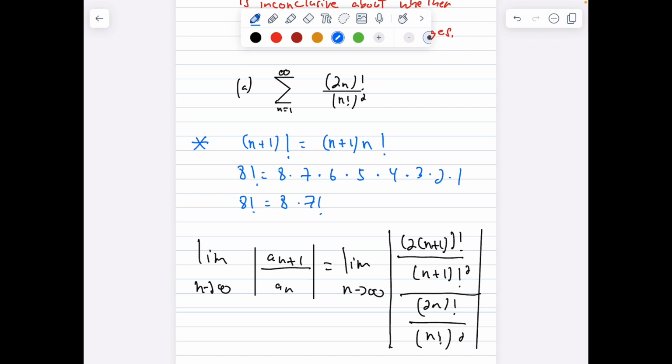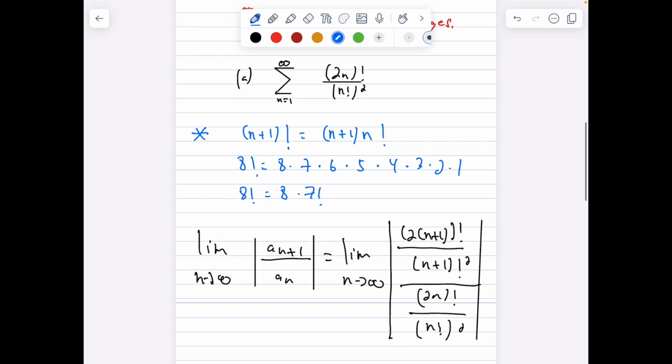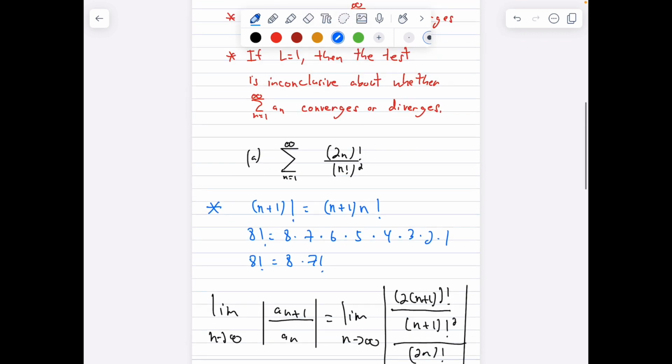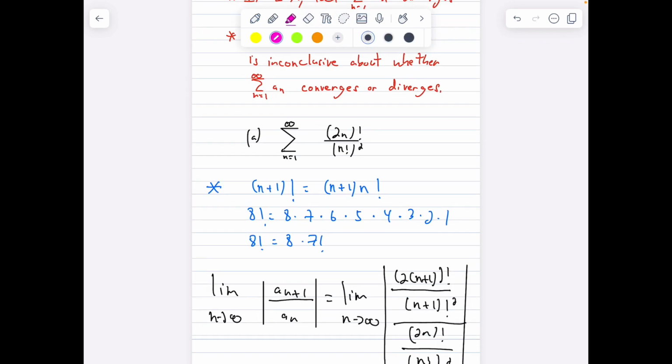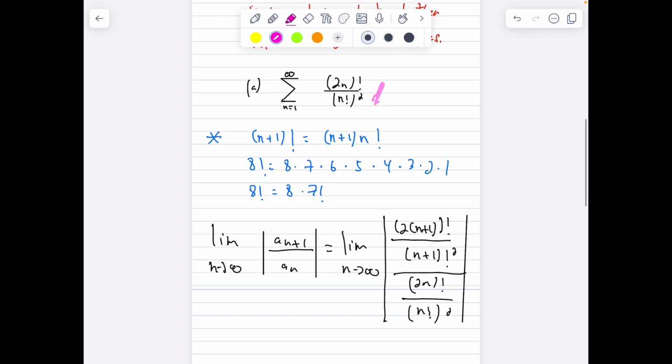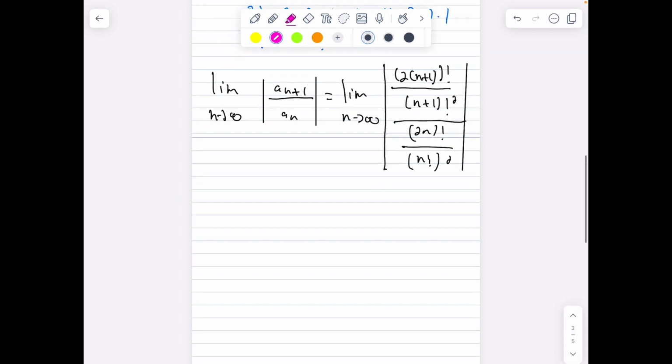All right, so let's go ahead and begin. The first thing you do is take the limit as n goes to infinity of the absolute value of a sub n plus 1 over a sub n. Then you have the limit as n goes to infinity of, I replaced all the n's with n plus 1, so going back to that series, you get 2 times the quantity n plus 1 factorial divided by n plus 1 factorial all squared, divided by 2n factorial over n factorial squared. So what I'm going to do next is first take the absolute value off. I don't need it anymore.